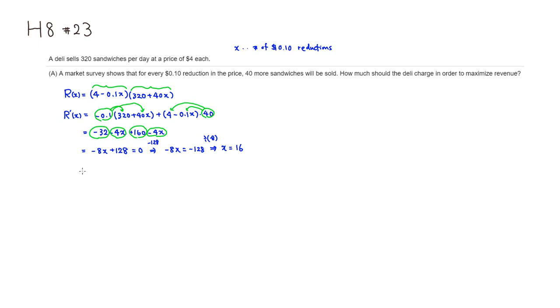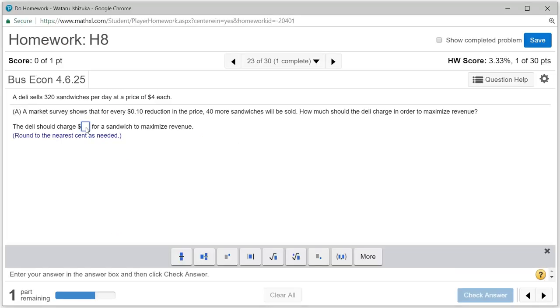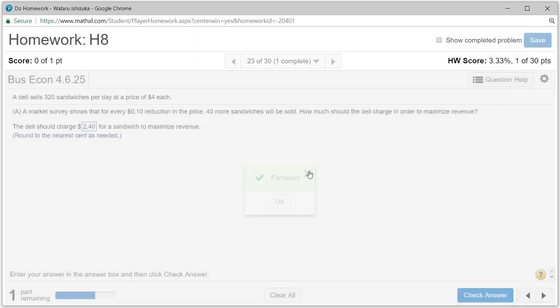So the price P is the base price of $4, minus 0.1 times 16. That's 4 minus 1.6, which means $2.40 would be the best price. Let's type it in: $2.40 for the price here. All right, we got that.